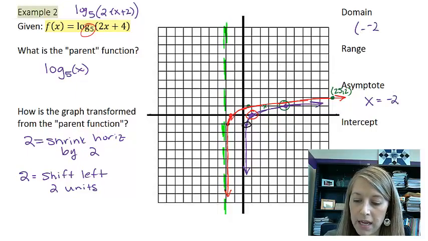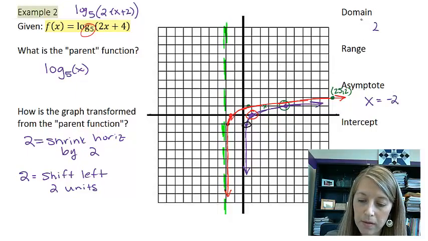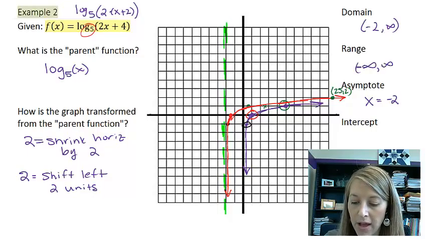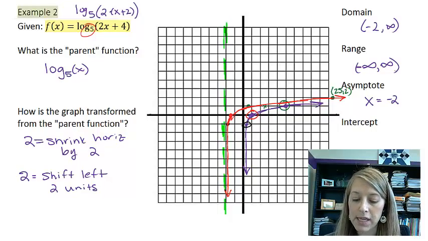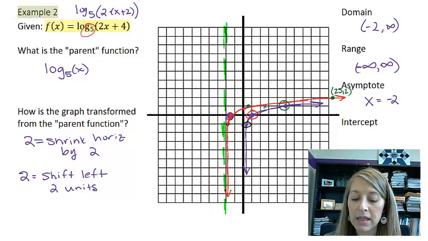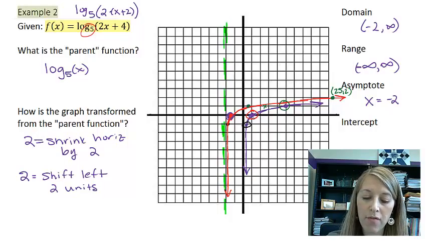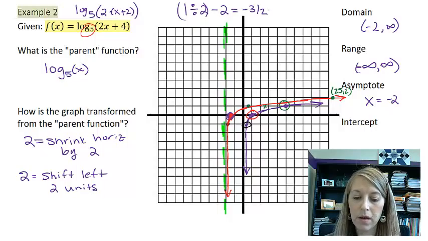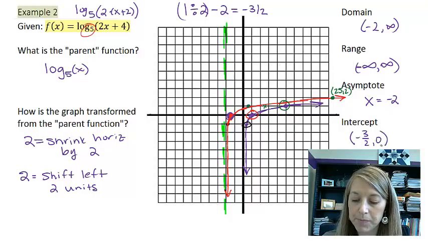Which means my domain is -2 to infinity. And my range is still defined for all y values. My intercept might be hard to figure out exactly from the graph here, but we already did the math. We took the x-coordinate of 1, divided it by 2, and then subtracted 2. So we have 1/2 minus 2, which was -3/2. And so my intercept is at (-3/2, 0).